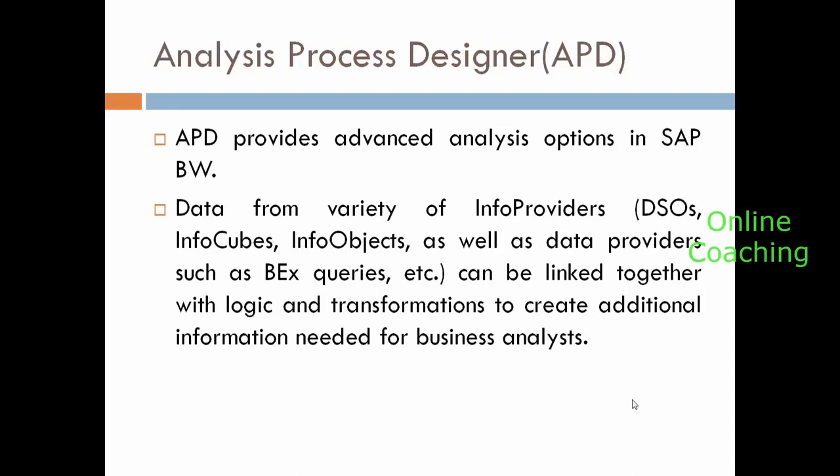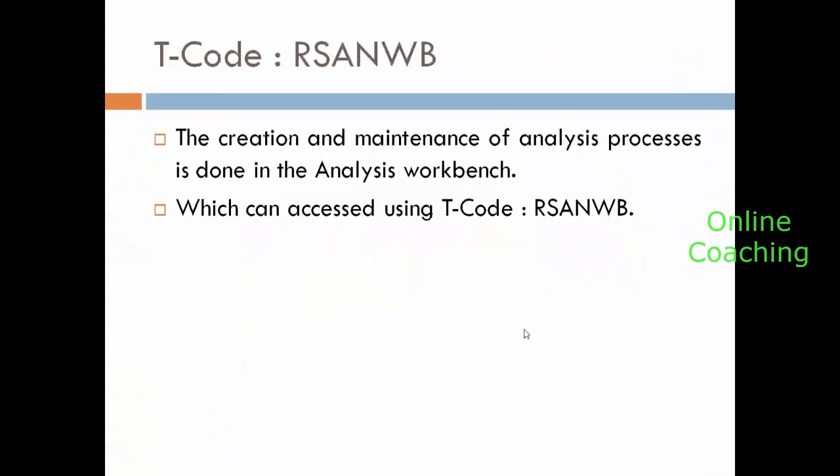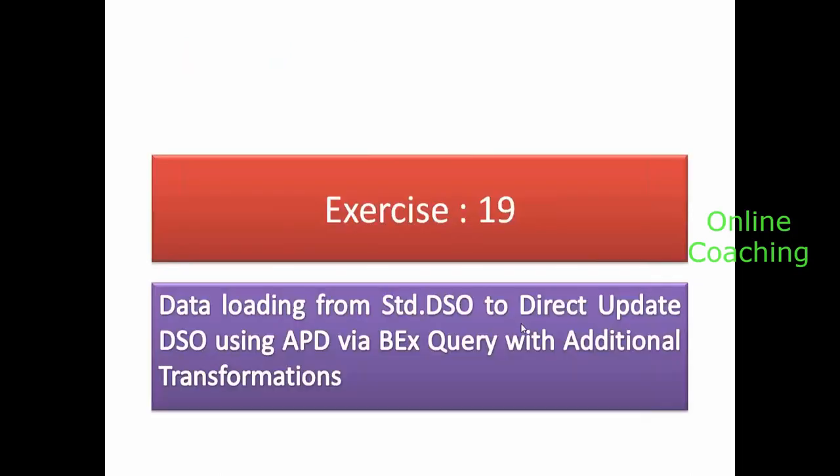So basically I can do some advanced analysis which is not possible in a BW modeling screen, which is possible only through the APD tool, which is called Analysis Process Designer. If you want to open this Analysis Process Designer, the transaction code is RSANWB. You can do all the creation and maintenance of analysis processes in this particular workbench. We call it the analysis workbench. RSAN stands for analysis, WB stands for workbench. The transaction code is RSANWB.